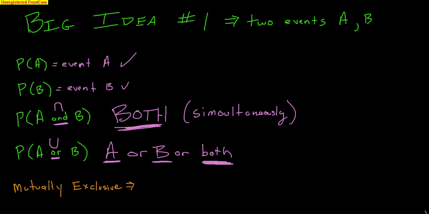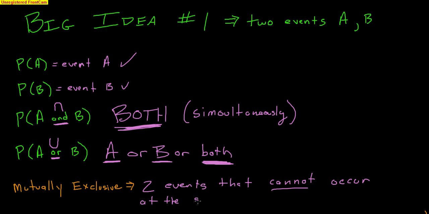It's kind of important. Now, a big term that comes up in this big idea number 1 is mutually exclusive. Mutually exclusive is two events that cannot occur at the same time. This is what we mean by mutually exclusive. Two events that cannot occur at the same time. Basically, the probability of A and B, notice I use that upside down U there for "and," equals 0, meaning that they cannot occur at the same time. So the probability of both A and B occurring becomes 0. That is what we mean by mutually exclusive.